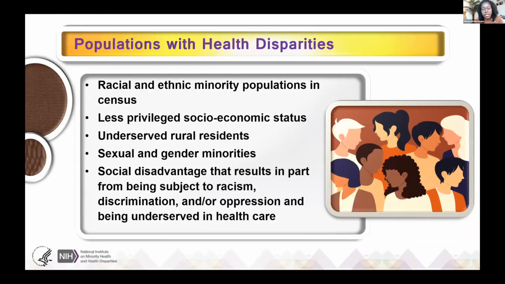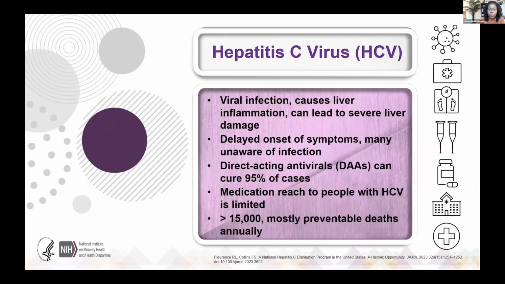Here are the NIH designated US populations that experience health disparities. These groups include all racial and ethnic minoritized groups, socioeconomically disadvantaged populations, underserved rural populations, and sexual and gender minoritized groups. Hepatitis C is a viral infection that causes liver inflammation, sometimes leading to severe liver damage. The virus spreads through contaminated blood, and still about 40% of people with hepatitis C virus don't know that they're infected, mainly because they have no symptoms, which can take decades to appear.